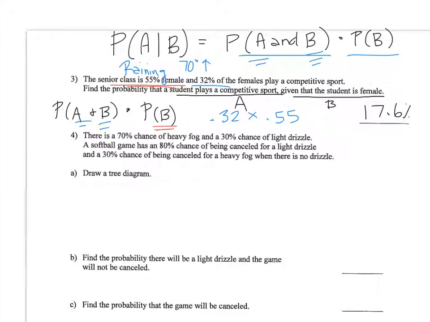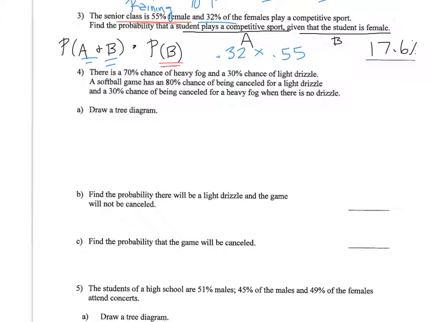So sometimes when it gets more complicated, you can use a tree diagram. So there is a 70% chance of heavy fog and a 30% chance of light drizzle. A softball game has an 80% chance of being canceled for a light drizzle and a 30% chance of being canceled for a heavy fog when there is no drizzle.